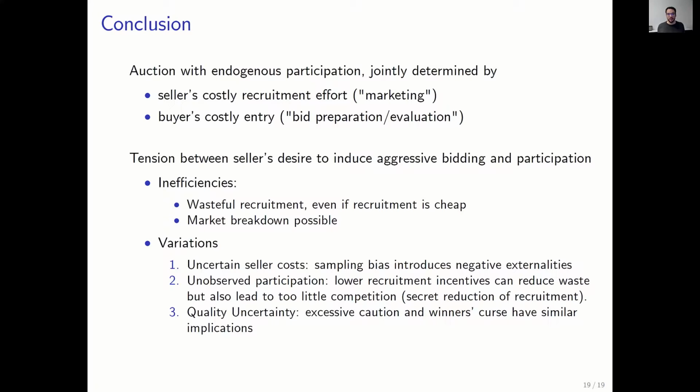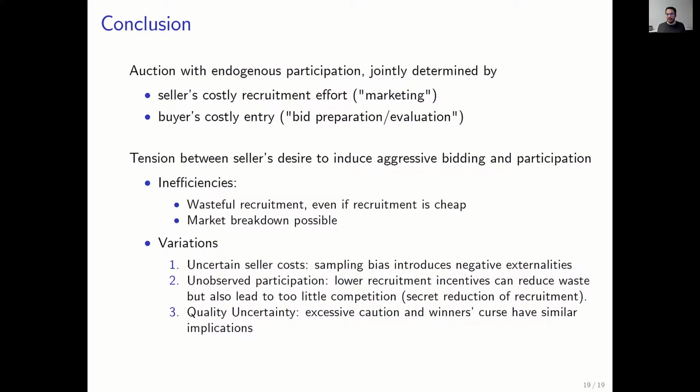The second variation was unobserved participation. We talked about this. I don't actually know how many other bidders I'm competing against. There's now this additional incentive of the seller to secretly reduce recruitment. And this lower recruitment incentive can reduce the waste, but it can also lead to too little competition and unraveling again.